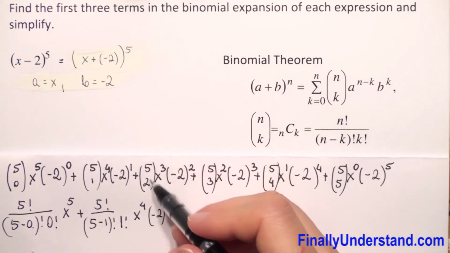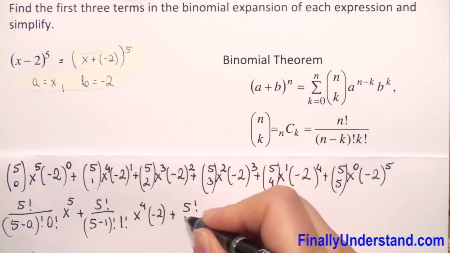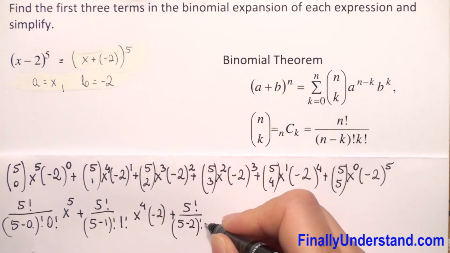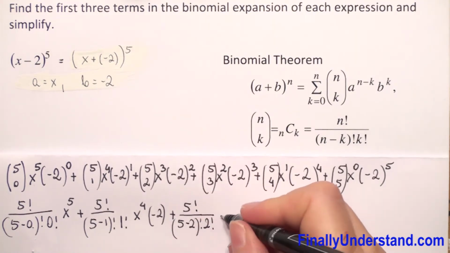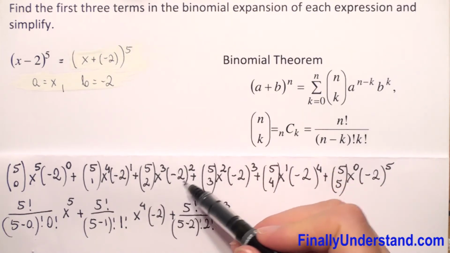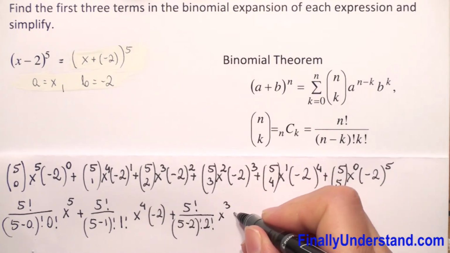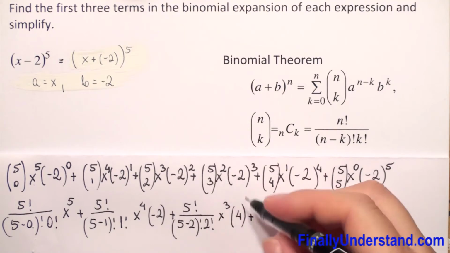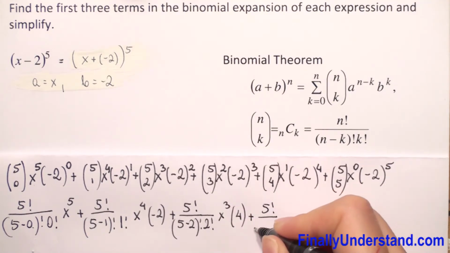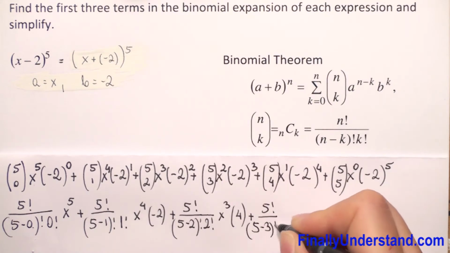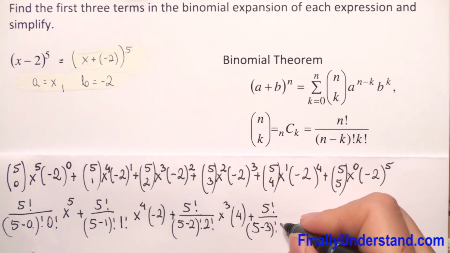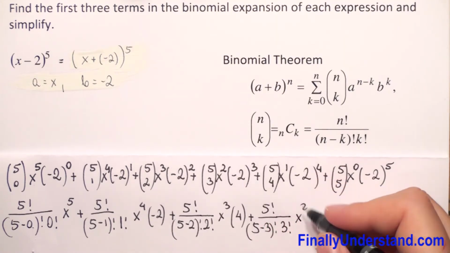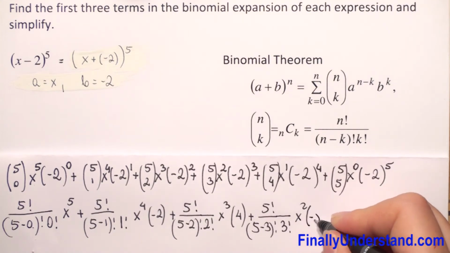Plus, now we have 5 choose 2, so this is 5 factorial over (5 minus 2) factorial times 2 factorial, and we have x cubed and negative 2 to the 2nd power, so this is times 4. And we have plus 5 choose 3, so it will be 5 factorial over (5 minus 3) factorial times 3 factorial, and we have x squared and negative 2 to the 3rd power, so this is negative 8.